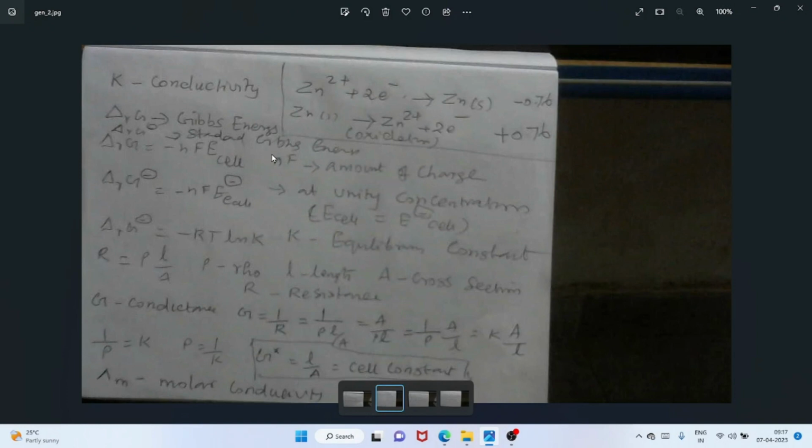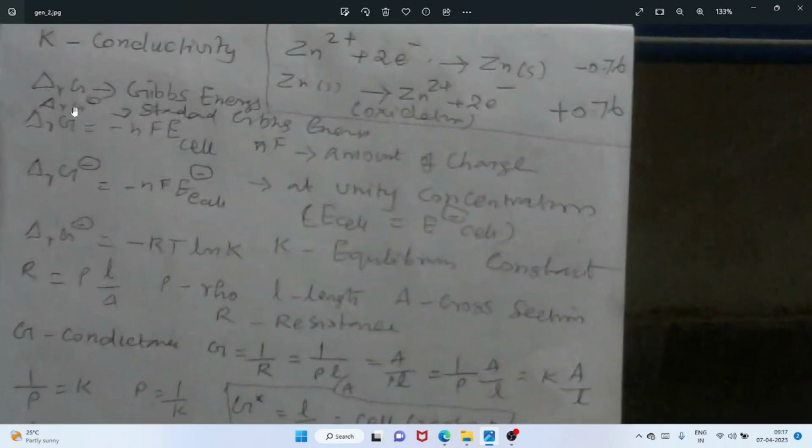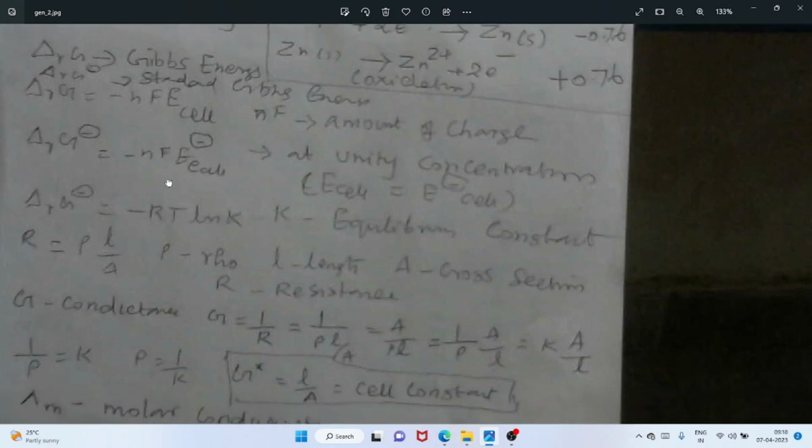So K is the conductivity. This is Gibbs energy, and this is standard Gibbs energy, minus nFE cell. Here nFE is the amount of charge, at unity concentration. Minus RT ln K, where K is the equilibrium constant. This is how Gibbs energy is related to the equilibrium. This K is different from the other K.